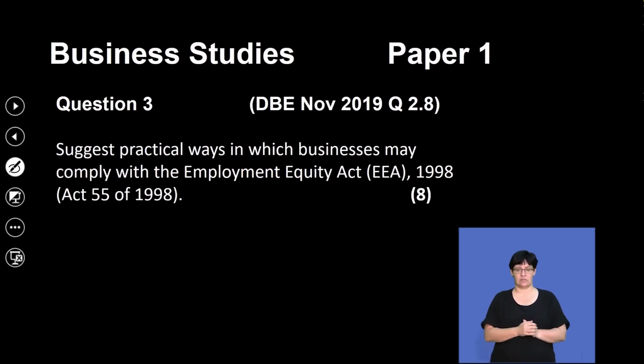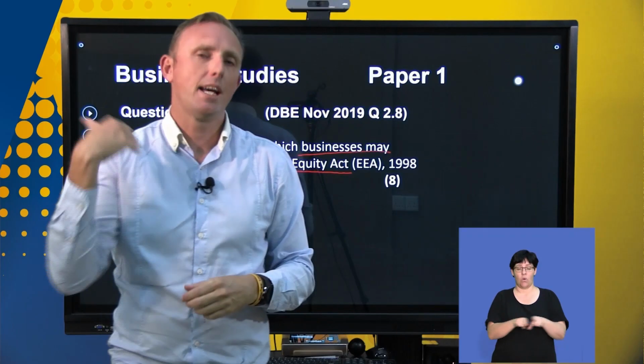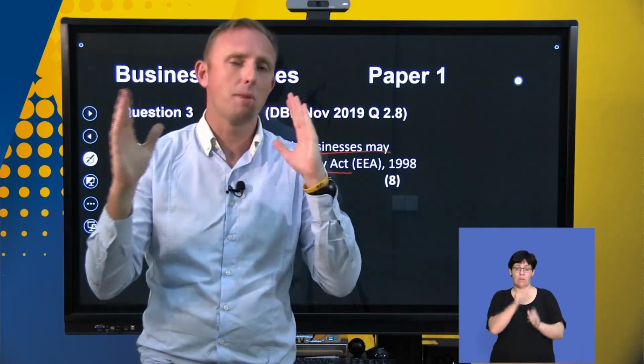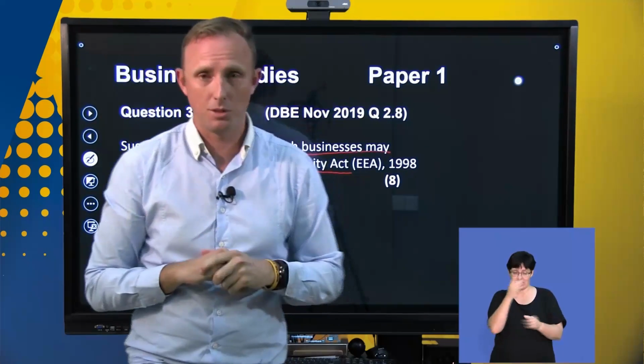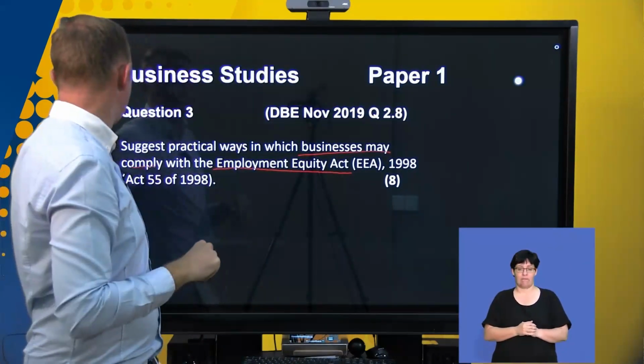All right, let's move on to our next question. Suggest practical ways in which a business may comply with the Employment Equity Act. This is an act that a lot of people get confused with the broad-based black economic empowerment act, as well as the Labour Relations Act. So you want to make sure you have a very good understanding of the difference between the three acts. Let's look at the answer here.